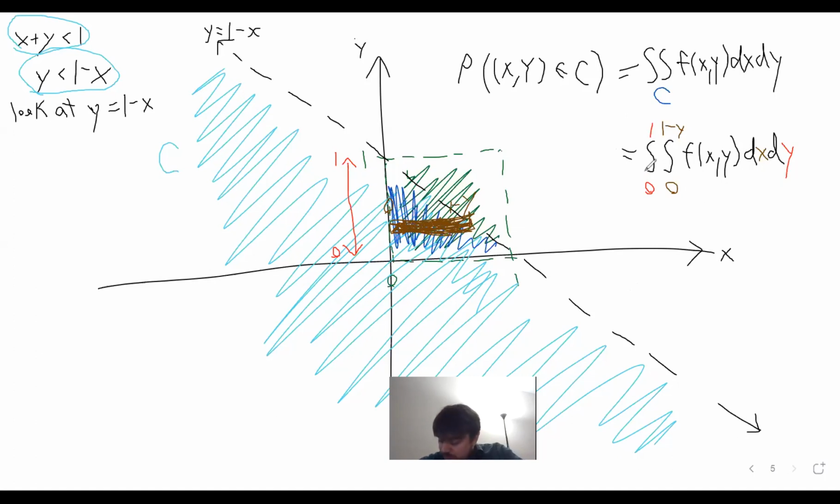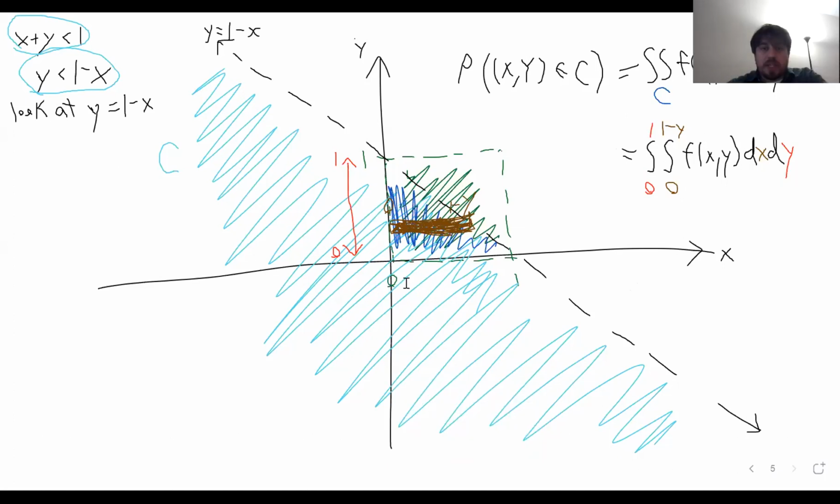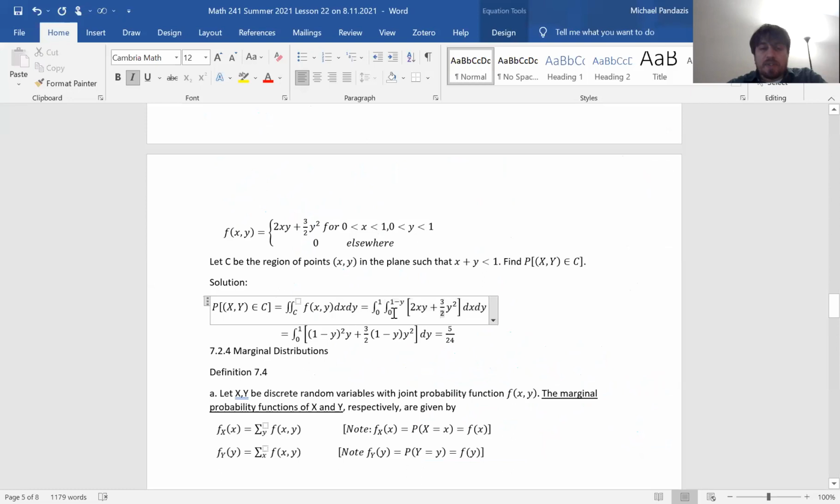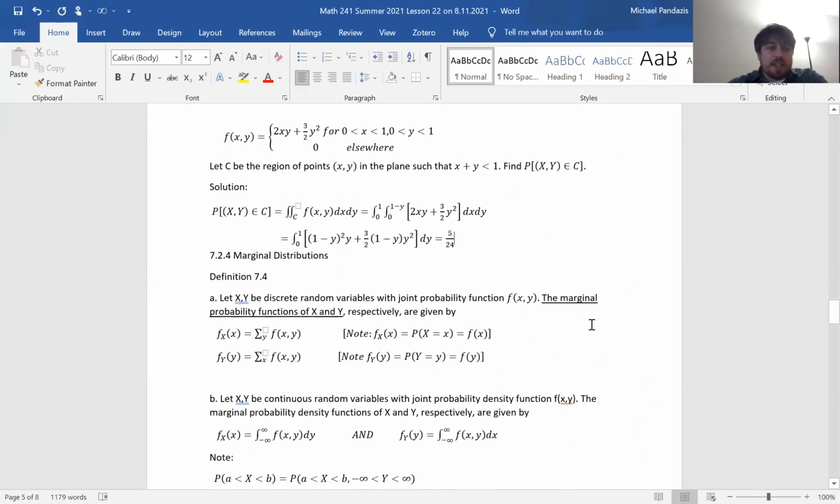And so now you calculate this double integral, and the PDF f of x comma y is what it was defined to be in the problem. It's this thing, okay? And you have the integral from 0 to 1 minus y and 0 to 1 of that. And so now you take the double integral there and you calculate it and you get 5 over 24, okay? Let's keep going. 7.2.4 is on marginal distributions.